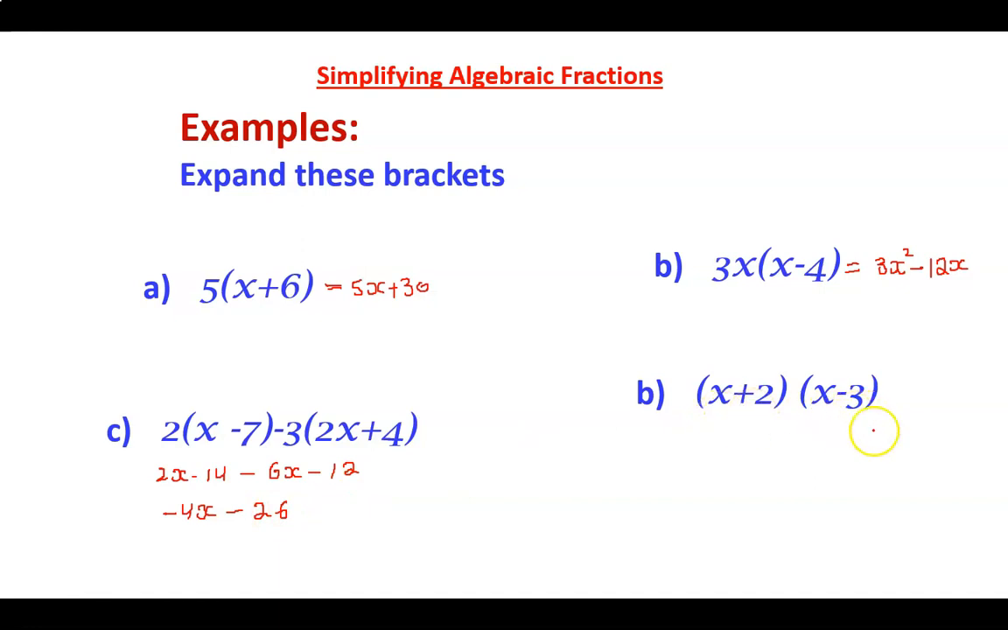This one here is a double bracket, so we have learned how to expand double brackets. We take x and we multiply everything in the second bracket, so x times x gives you x squared, x times 3 gives you 3x, and then we take 2 and we multiply everything in the second bracket. That gives you 2x, and that gives you minus 6. Always, the two middle terms are like terms, so simplify further. Minus 3x plus 2x gives you minus x, and that gives you minus 6. This is the expansion skills that we have learned.